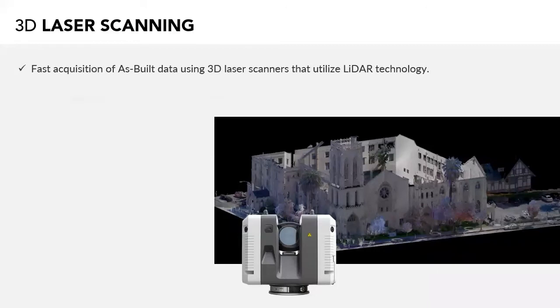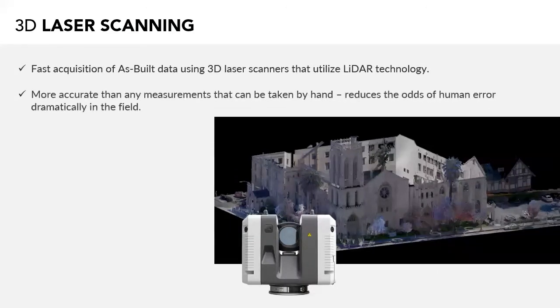All right. So updating or even replacing a proven method for doing something to utilize the newest technology isn't easy, no matter what industry you're in. The first step you take, though, is the most important, and the rest is hard work and diligence. Even though it may be difficult to transition, making the change to laser scanning as a survey method provides you with fast acquisition of as-built data using 3D laser scanners that utilize LiDAR technology. It's more accurate than any measurements that can be taken by hand, and it reduces the odds of human error.